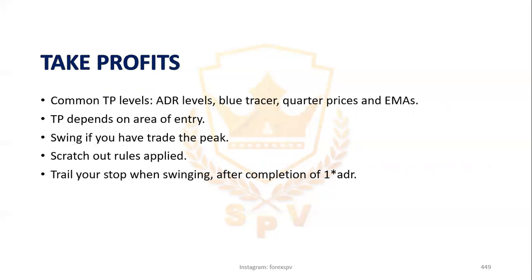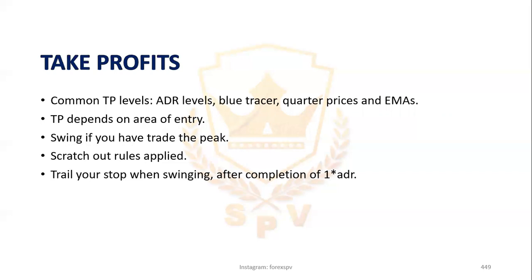And on the take profit phase, always have an exit strategy. The common take profit levels that I use are the ADR levels. I have the blue tracer, especially on gold trades, the quarter prices, also the exponential moving averages. Also, take profit depends on area of entry. So if you have entered your trade late, then your TP would be a few pips compared to the one that entered the trade early.